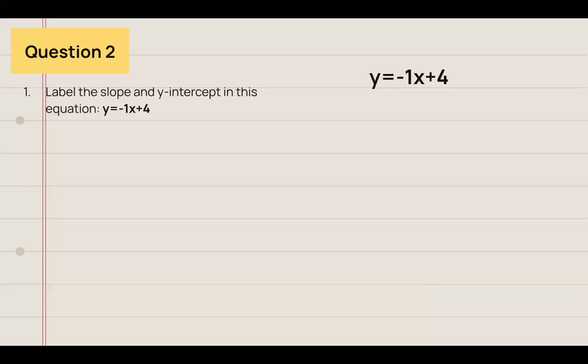Okay, our second question asks you to label the slope and the y-intercept in this equation. Y equals negative 1x plus 4. So remember that our linear equation that we started with is y equals mx plus b. M is the slope. So in this equation, our slope is negative 1. B is our y-intercept. So our y-intercept is 4.